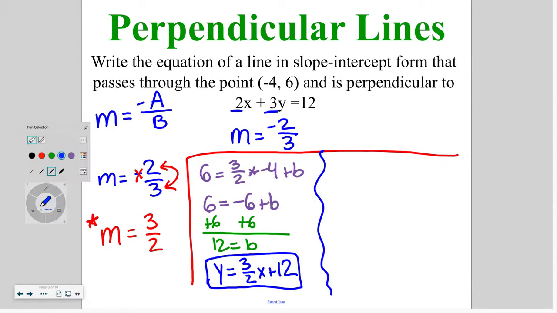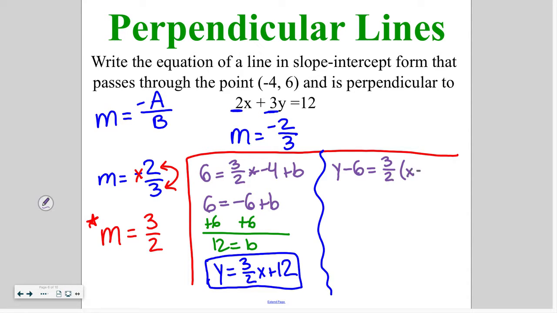Our other option is to start with point-slope form. So y minus 6 is equal to 3/2 times x minus -4, which turns into x plus 4. Again, your first step here is going to be to use the distributive property to get rid of the parentheses. And I end up with y minus 6 is equal to 3/2 x plus 6. So we have 3 times 4, which is 12, divided by 2 gives me 6.